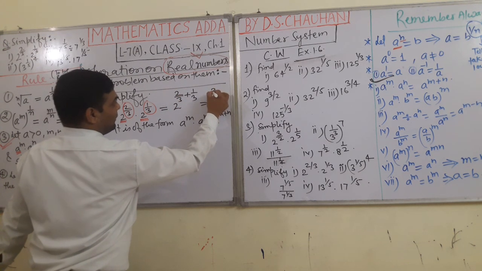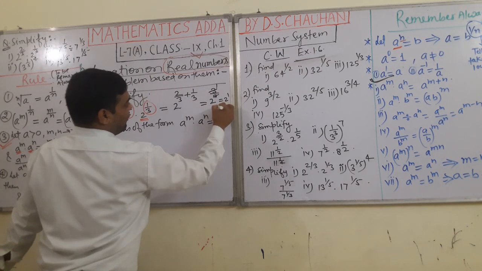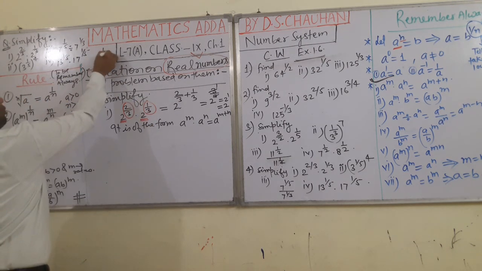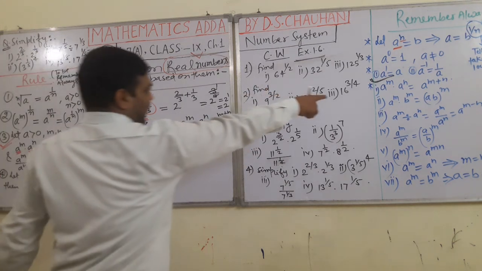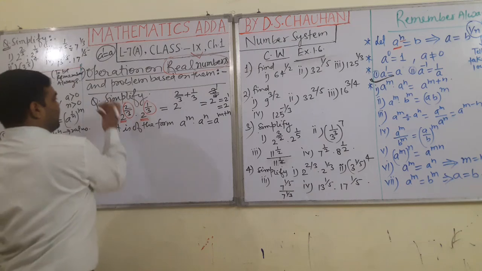We have 2 to the power 1, so we simply get 2, because we know a to the power 1 equals a. Simply, we all know this. I have written it there, and all of you can go through it. So easily, by writing this, we can solve this type of problem.